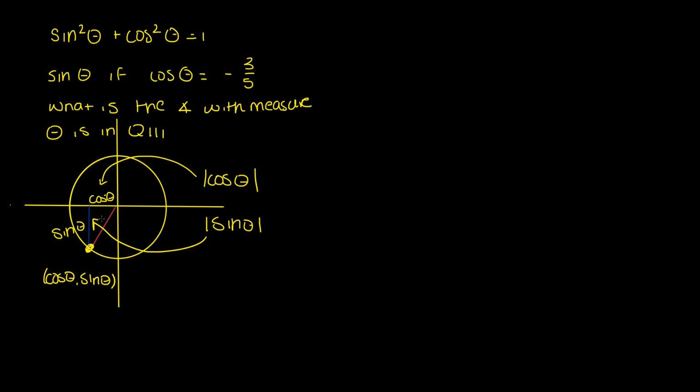All right, so what we do know here is we know cosine of theta. So I'm going to fill that in here. So cosine of theta is -3/5. What we don't know here is sine of theta. So the hypotenuse of the reference triangle has a length of 1. We do know that this is a length of 1.